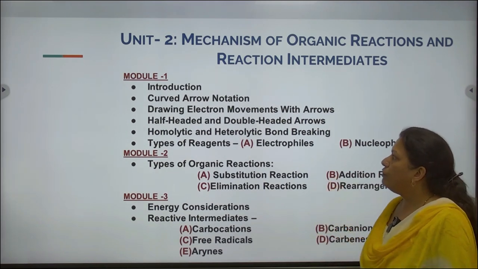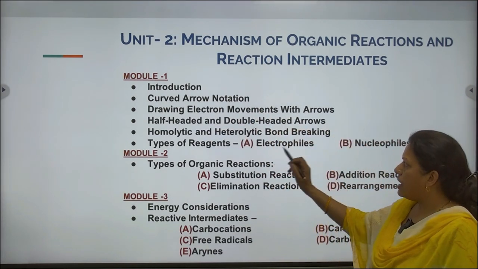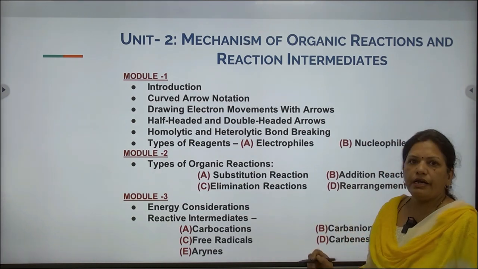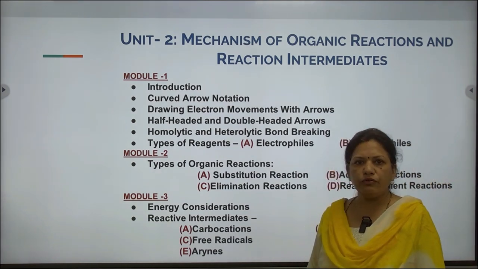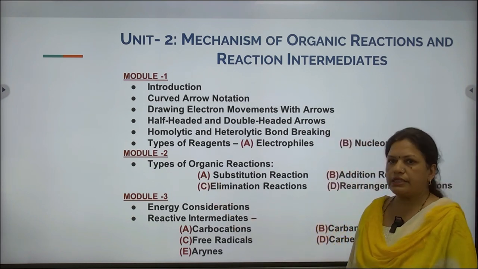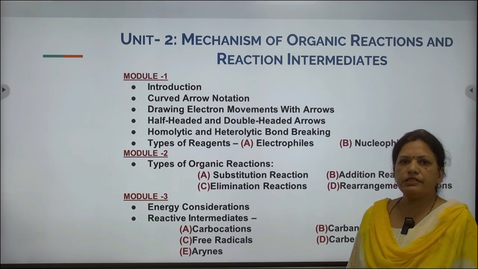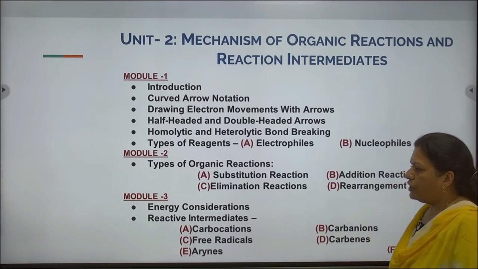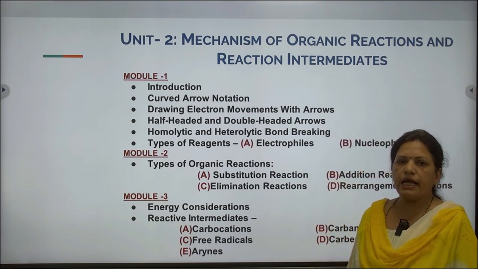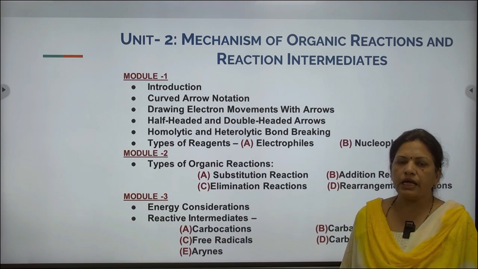In Module 1, we will discuss curved arrow notation, drawing electron movements with arrows, half-headed and double-headed arrows, homolytic and heterolytic bond breaking, types of reagents like electrophiles and nucleophiles. In Module 2, we will discuss types of organic reactions like substitution reactions, addition reactions, elimination reactions, and rearrangement reactions. In Module 3, we will discuss energy consideration and reactive intermediates like carbocations, carbanions, free radicals, arynes, carbenes and nitrenes.